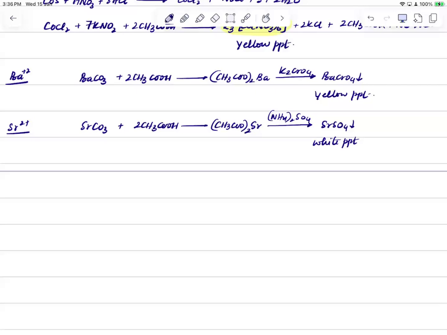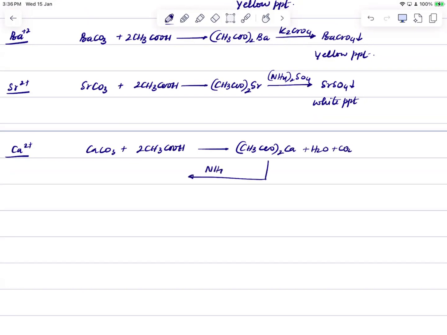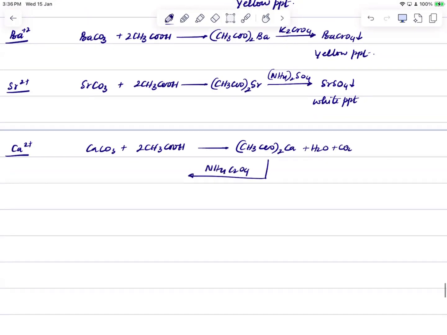The flame test here will give you a brick red color, sorry, crimson red color. For strontium, it is crimson red. Ca2+ from calcium carbonate plus 2 moles of CH3COOH gives (CH3COO)2Ca plus H2O plus CO2. Now when you add this with ammonium oxalate, that will give you a white color PPT of CaC2O4. White color PPT, that is a confirmation. And in the flame test, it will glow as a brick red color.